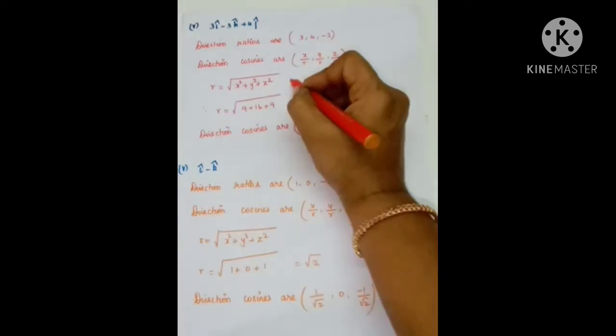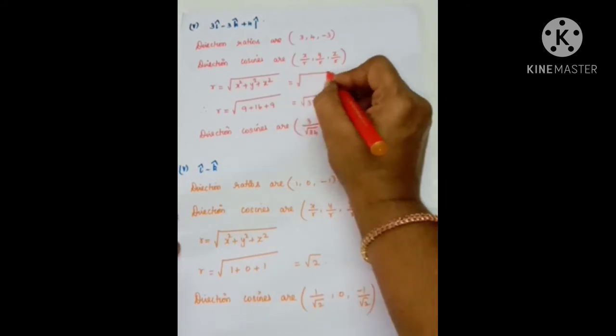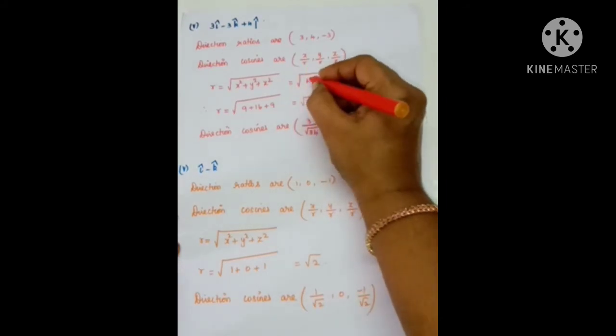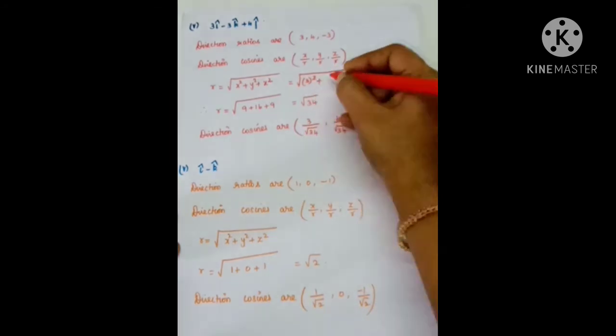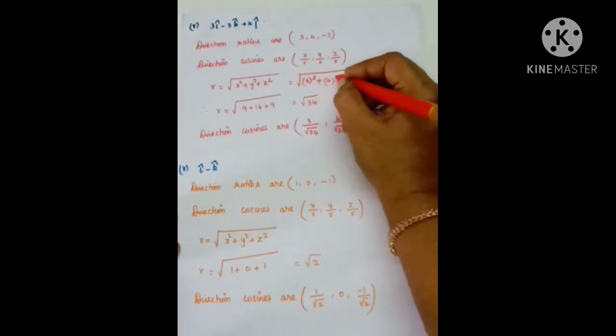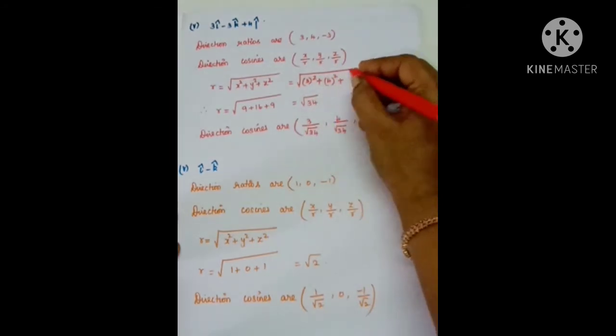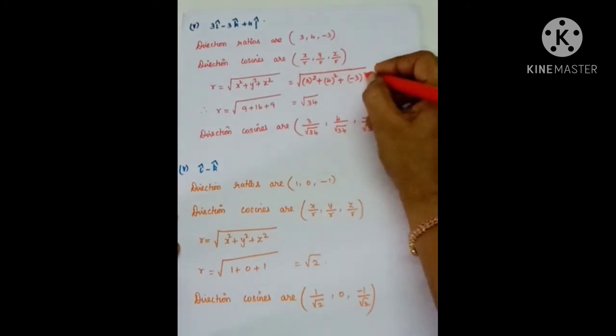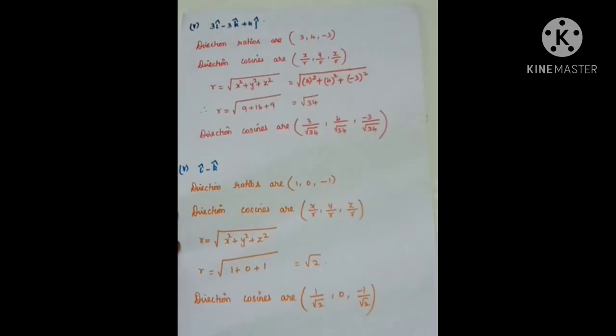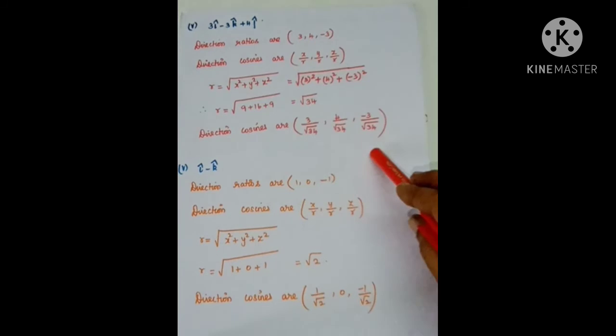It is 3 the whole squared. What is x? 3 the whole squared plus what is y? 4 the whole squared. Plus, in between you have to write plus. So here you have to write minus 3 the whole square. So minus 3 the whole square is 9. So your answer is square root of 34. So you will get, substitute in the formula x by r, y by r and z by r. You will get this result.